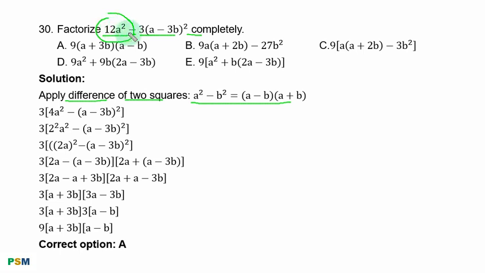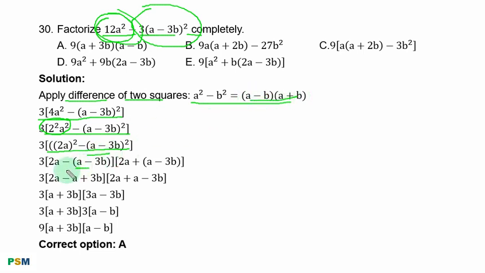First, you factor out 3. This is the first term, while this is the second term. If you factor out 3, you have it in this form. You can express 4 as 2 square. If you factor out power of 2 from here, you have it in this form. From here, we take the first term a as 2a and the second term b as a minus 3b. You come here and replace them.